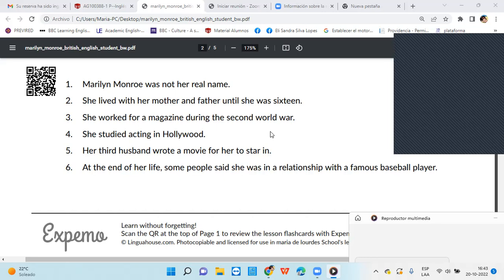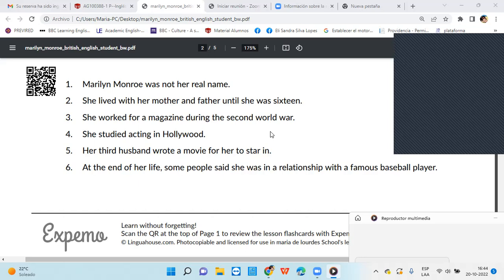Okay. Right. Number 5, Loreto. Her third husband wrote a movie for her to star in. True. Right. Good. Catalina, please, number 6. At the end of her life, some people said she was in a relationship with a famous baseball player. False. Why? Because she had an affair with the president. Okay. People said she was in a relationship with the US president.